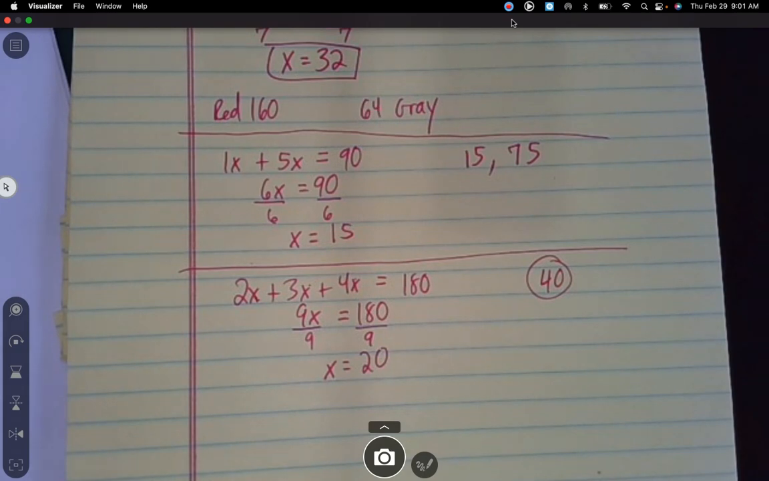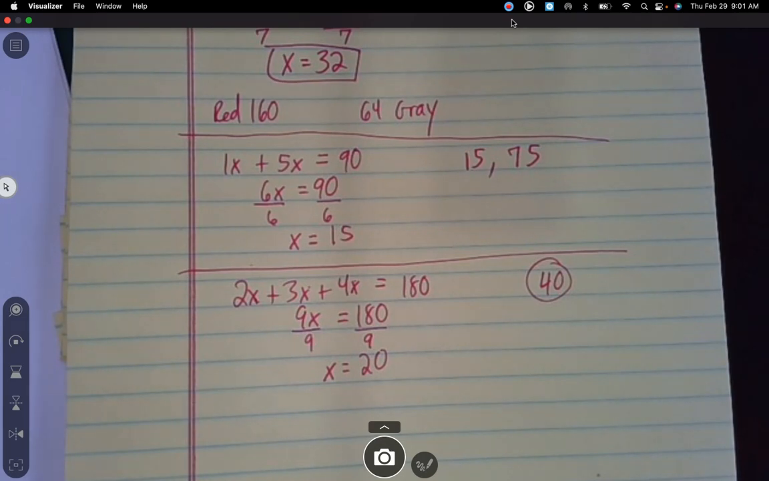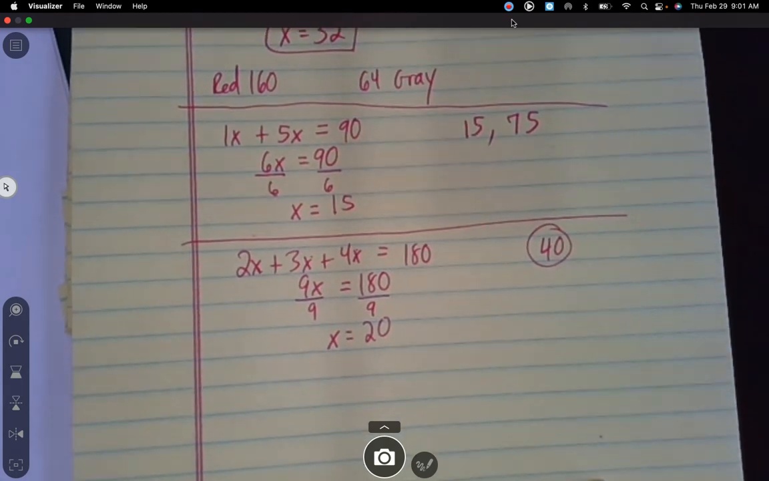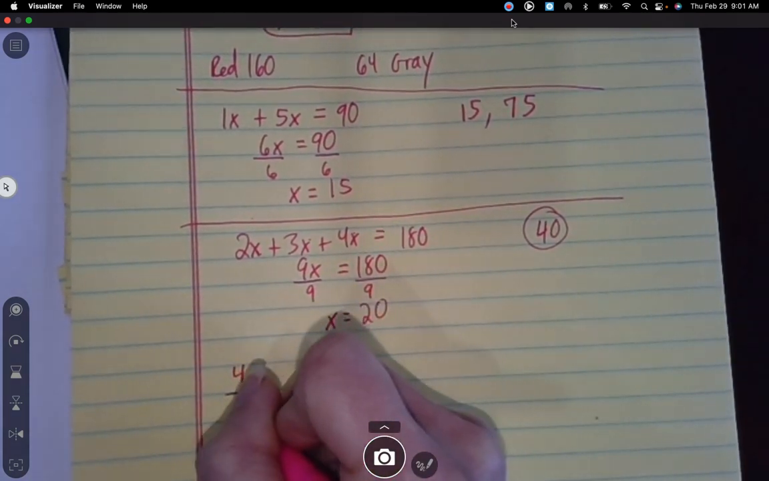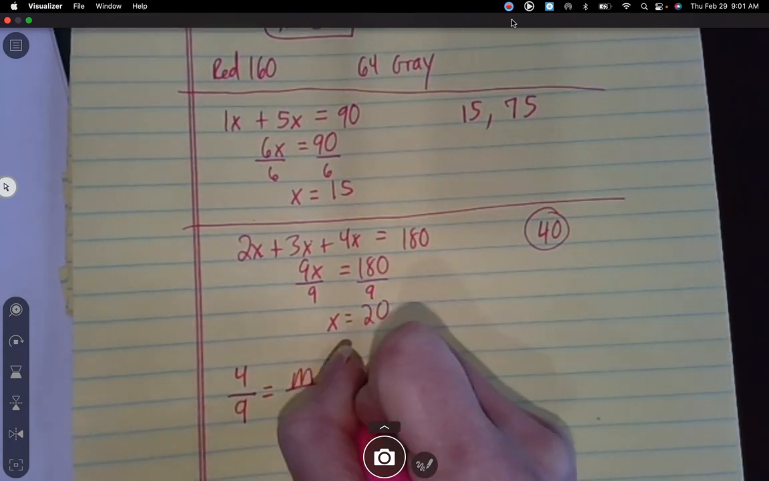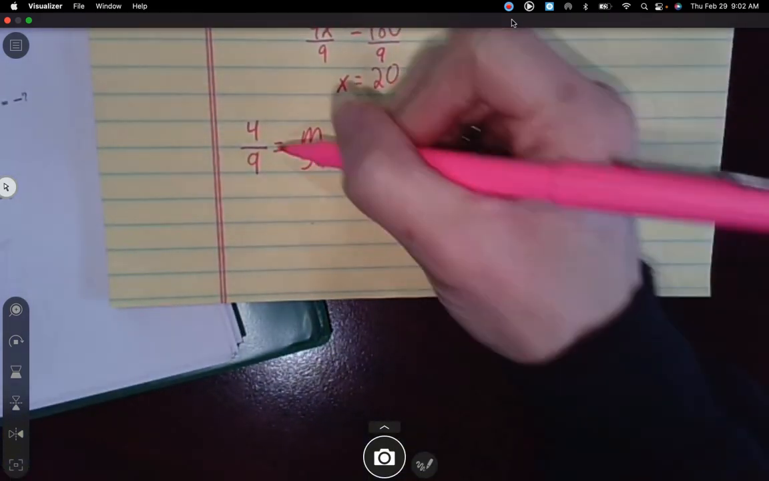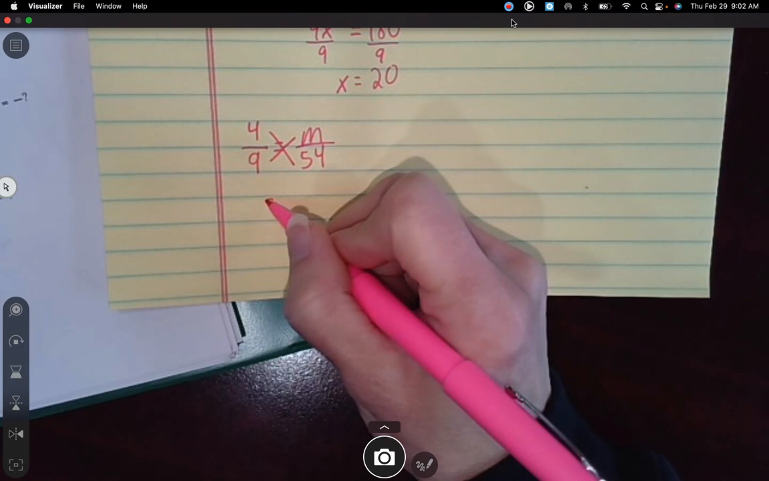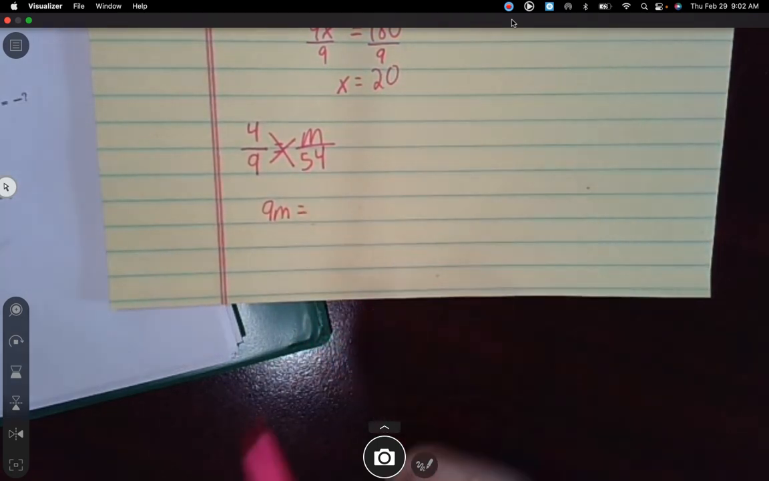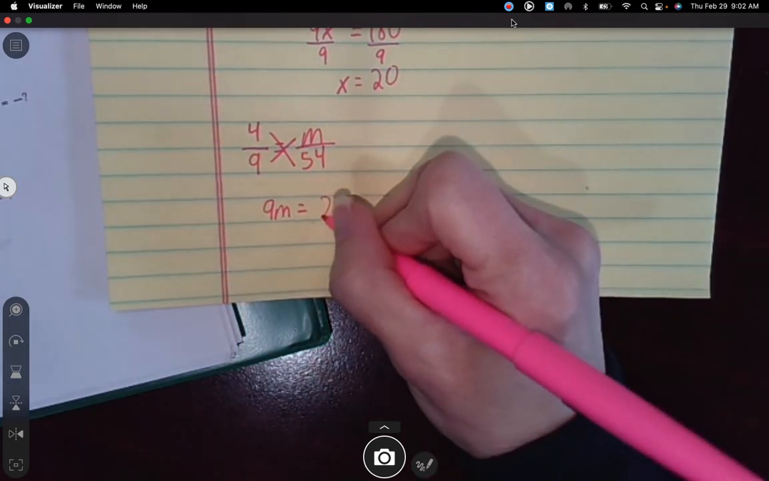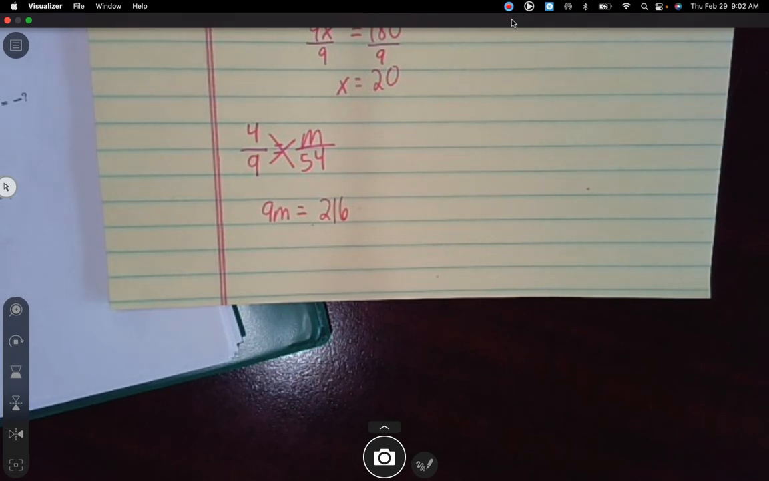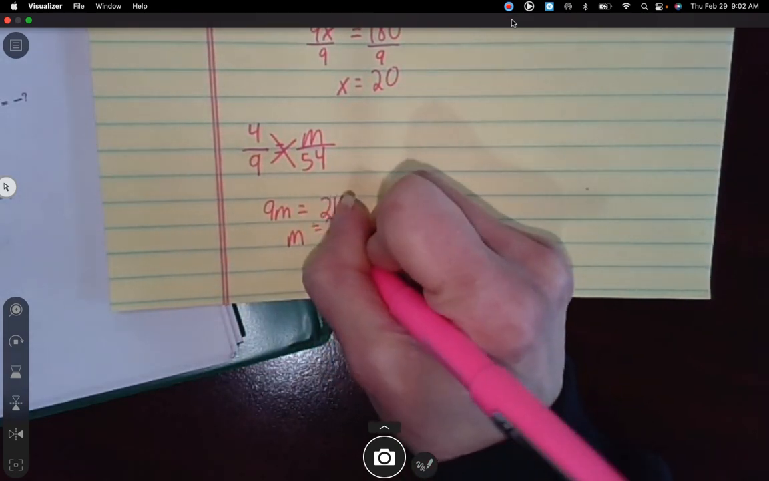Okay? So there were 3 of those problems very similar. Do y'all understand that concept? Maybe, kind of. Okay. Number 5. 4 over 9 equals m over 54. What do you do on that? Cross multiply. So you get 9m equals, what is 4 times 54? 216. Then what do you do? Divide by 9. And m is 24. That's all they wanted.